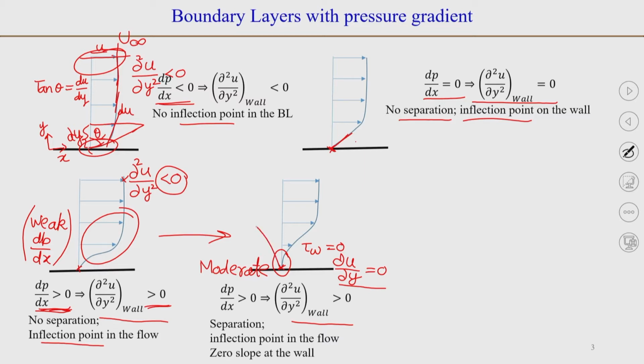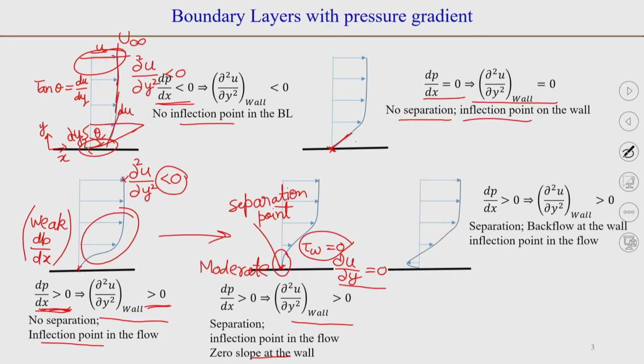So, that is called your separation point. So, if you want to find out the location of the separation point in a flow, you can see where is the location where tau w is equal to 0. So, you can find that out. Now, this will again have an inflection point in the flow and the slope is 0 at the wall.